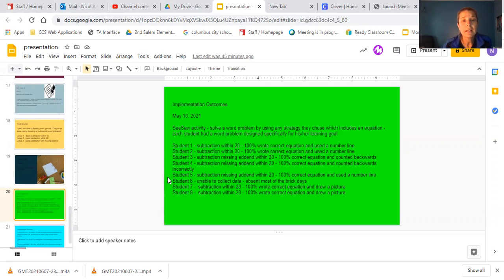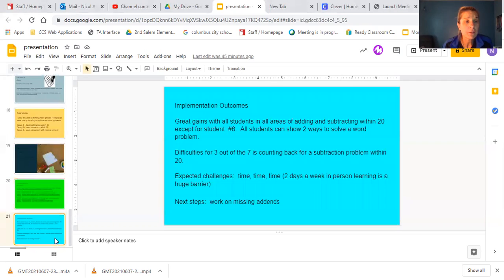Student 6, I wasn't able to get any data from her. And student 7 and 8 both did subtraction within 20, and they were correct on their equation, and they chose to draw a picture. Again, my outcomes: I was very pleased with the progress that my students have made with adding and subtracting within 20, except for my student 6, just due to absenteeism. And all students were able to show 2 ways to solve word problems, and I was able to determine that during guided math groups.